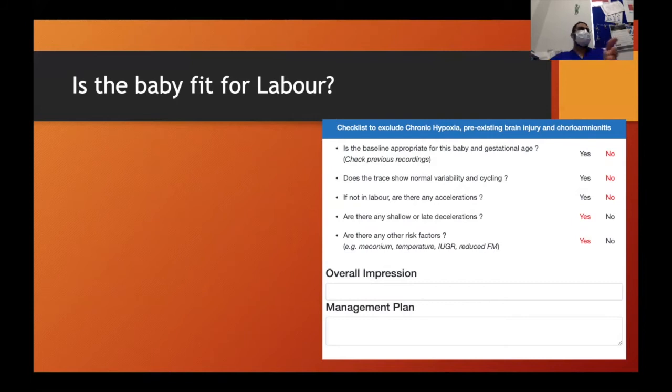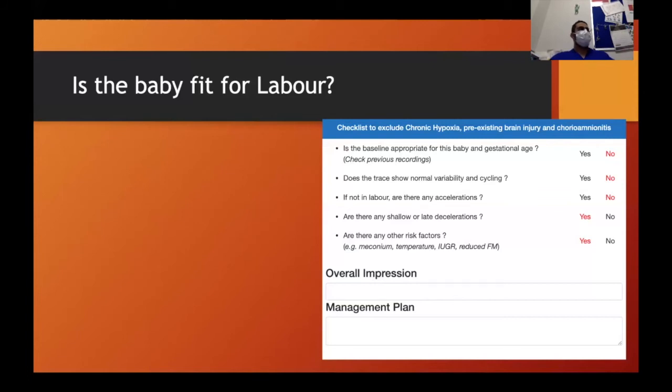Because yes, a baseline of 150 is normal. For this baby, would that be normal? It'd be high for this baby. Something's wrong. Although, if I had looked at it, it looks like it's normal, and I would have missed the fact that the baseline is actually high, okay?